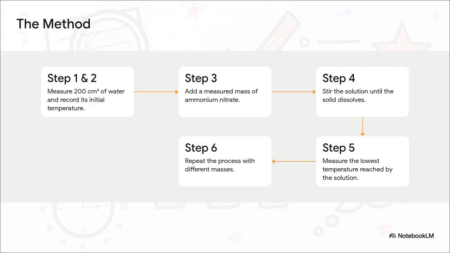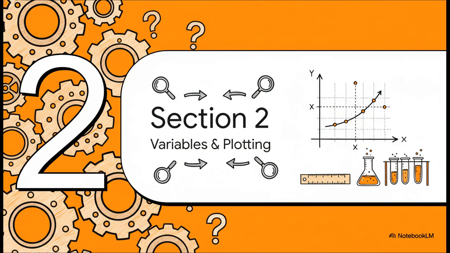Okay, so here's the play-by-play of what the student did. They measure out some water, check the starting temperature, dump in a specific amount of the ammonium nitrate, give it a good stir, and then record the lowest temperature the water hits. Then, they just do it all over again with different amounts of the chemical. Got it? Good. Right. Now that we're clear on the experiment, let's get to the actual questions.